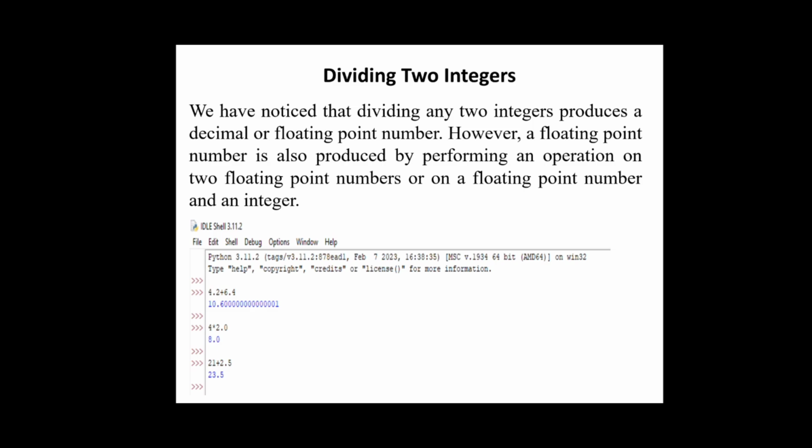However, a floating point number is also produced by performing an operation on two floating point numbers or on a floating point number and an integer. Look at the example, 4.2 plus 6.4, that gives 10.6. Now 4 into 2.0, here we perform operation on integers and floating point numbers, and it gives 8.0. Similarly, 21 plus 2.5, that gives 23.5.